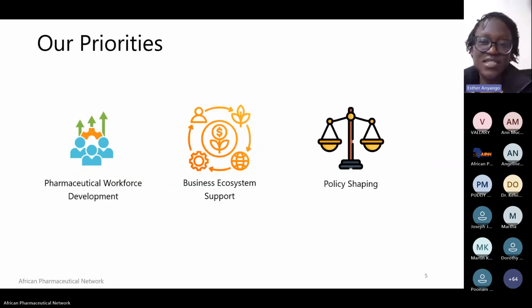Now, the next slide will just have me take you through our priorities. Our priorities are three, and this is just an emphasis on our objectives, our aims: pharmaceutical workforce development, there's a need to strengthen that in the continent, business ecosystem support, and policy shaping. So those are our three focus areas.